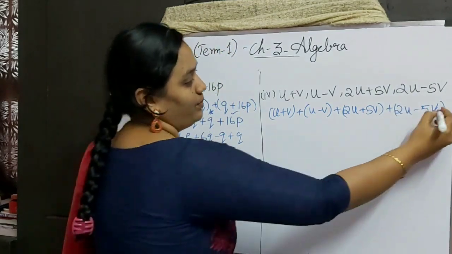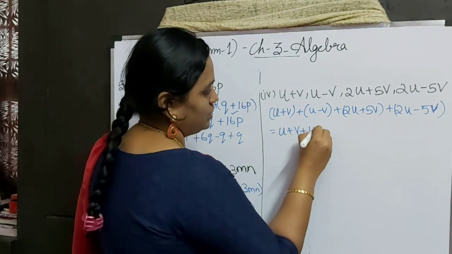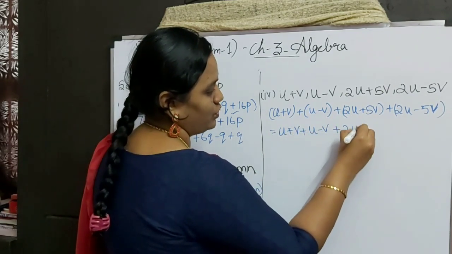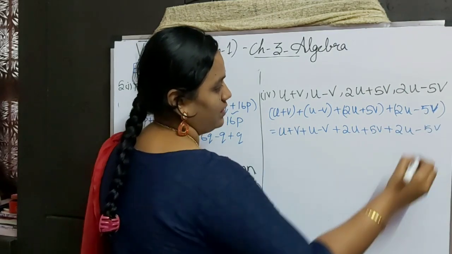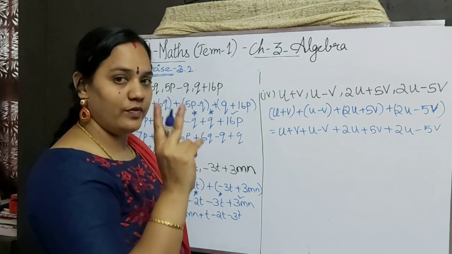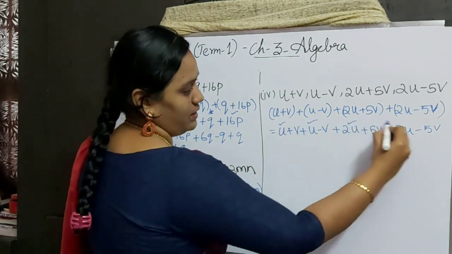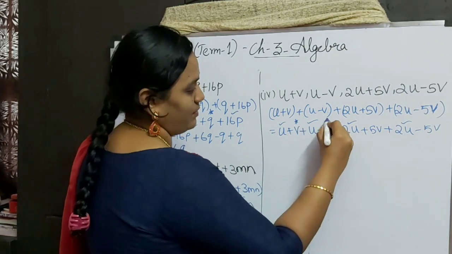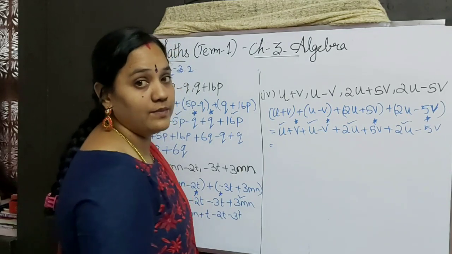Okay, now u plus v plus u minus v plus 2u plus 5v plus 2u minus 5v. Now here we have two variables, u and v. So u terms here, here, here and here. V terms I am marking with a star. Okay, now I have to write the like terms together.